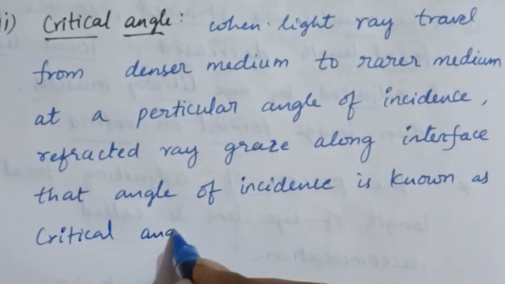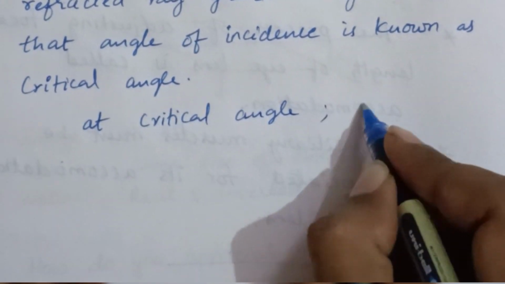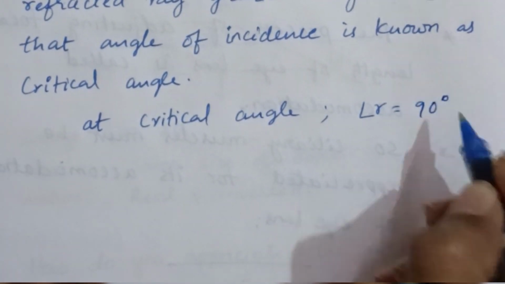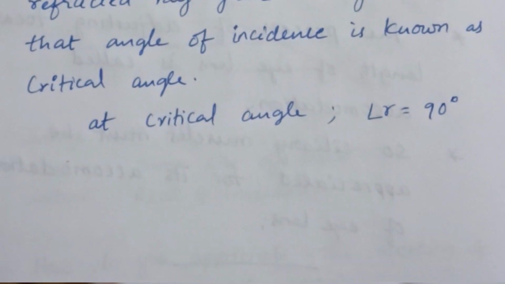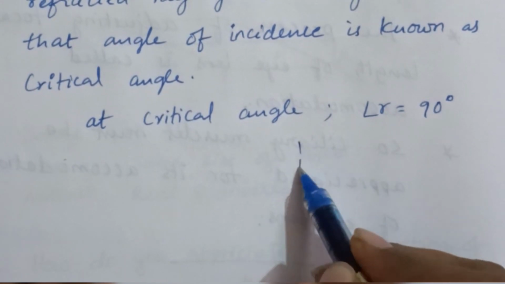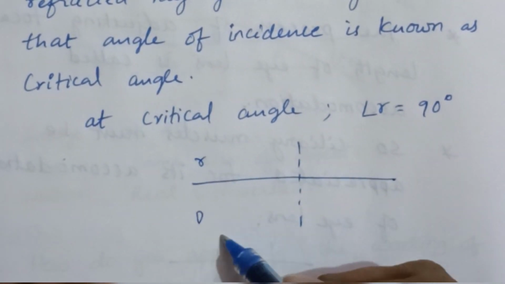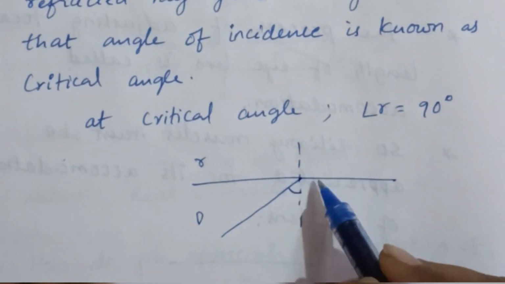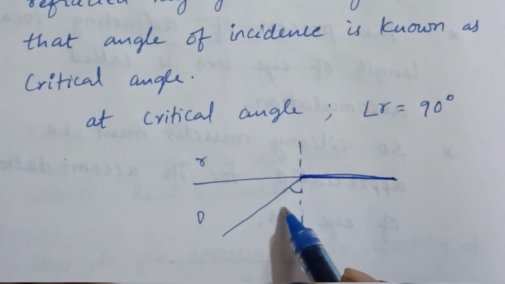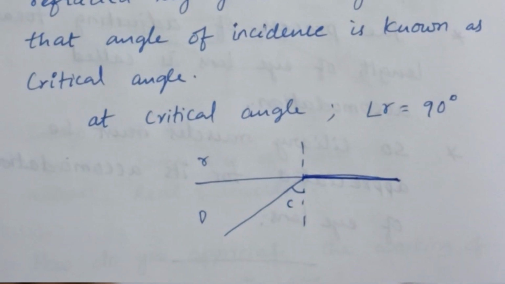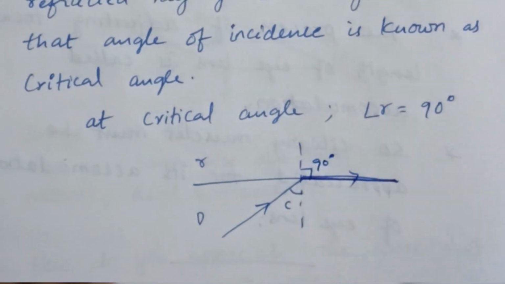At the critical angle, the angle of refraction is 90 degrees. It grazes along the interface. So this is the denser medium, this is the rarer medium. At one particular angle of incidence, the light ray grazes along the interface. This angle of incidence is known as the critical angle. In this situation, the angle of refraction is 90 degrees.